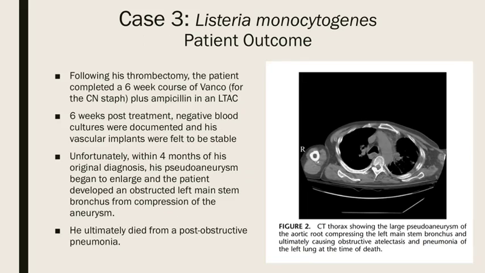So what happened to the patient? Well, following his thrombectomy, the patient completed a 6-week course of Vanco for the coag-negative staph that was also found, plus ampicillin in an LTAC. 6 weeks post-treatment, negative blood cultures were documented and his vascular implants were felt to be stable. Unfortunately, within 4 months of his original diagnosis, his pseudoaneurysm, which could not be surgically corrected, began to enlarge, and the patient developed an obstructive left mainstem bronchus from compression of the aneurysm. He ultimately died from a post-obstructive pneumonia.